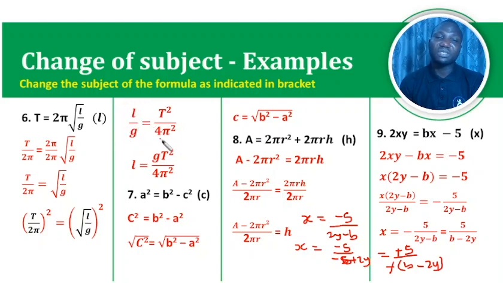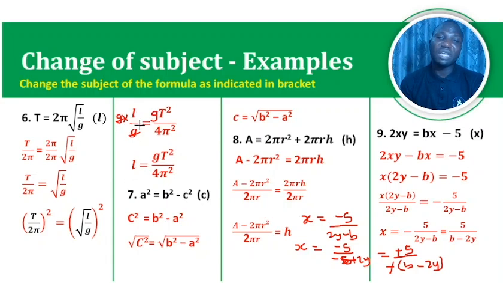So we have L over G is equal to t squared over 4 pi squared. Now don't forget our intended subject is letter L. And now the letter L is being divided by letter G. So what do we do? The inverse operation of division is multiplication. So multiply both sides by letter G. So this G will cancel this G.